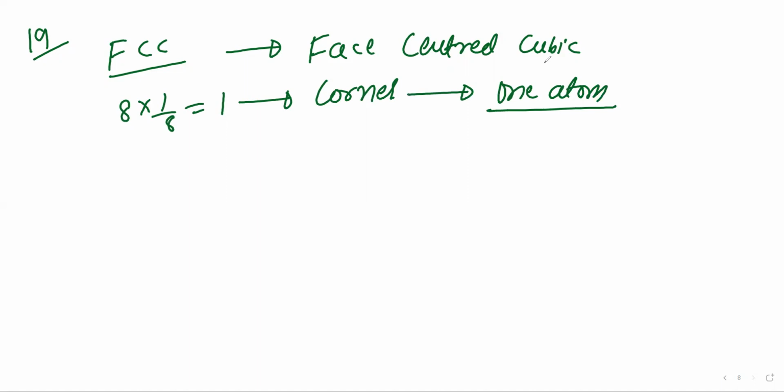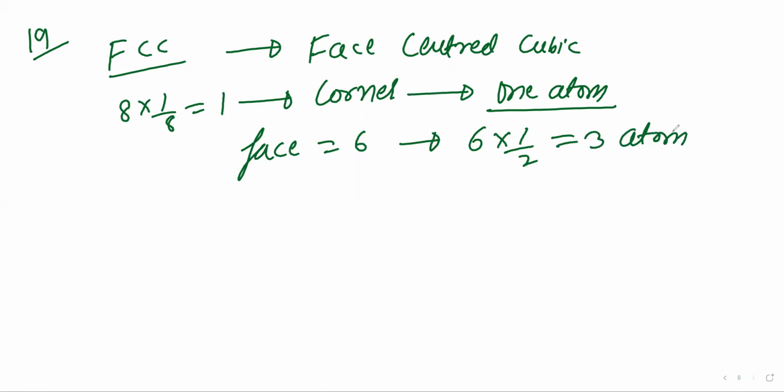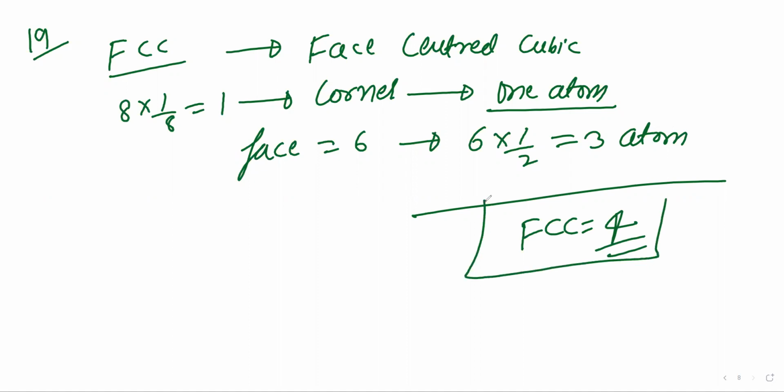Now let's talk about the faces. There are 6 faces in total, so the contribution will be 6 into 1 upon 2. So it will be 3 atoms. So how many atoms are there in total in the FCC? 1 plus 3 is 4. So the total number in FCC comes out to 4, right?